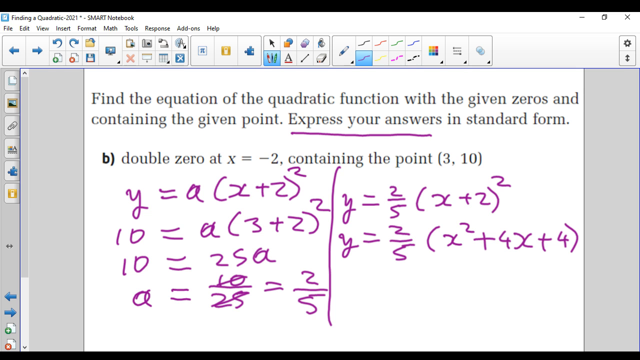All right, so we can go ahead now and finish that up by distributing that 2 over 5 into the bracket. So it's 2 over 5 x squared plus, since this is 4x, I'm going to multiply the 4 by 2 over 5. It's going to be 8 over 5 x. And the same thing would happen with the other 4. 4 times 2 is 8, plus 8 over 5. There's your standard form.